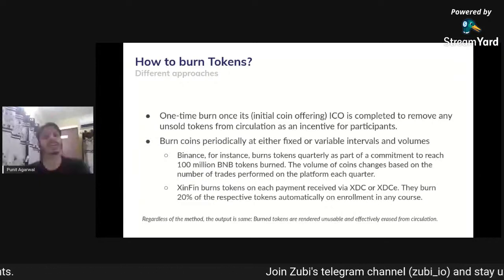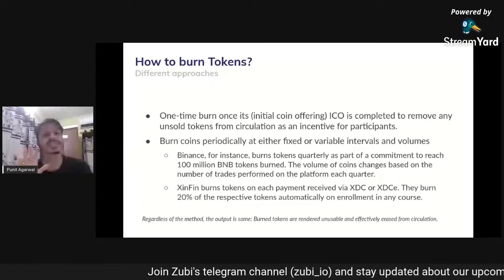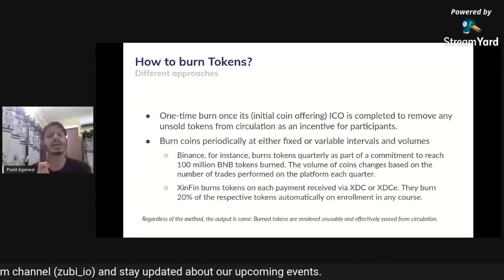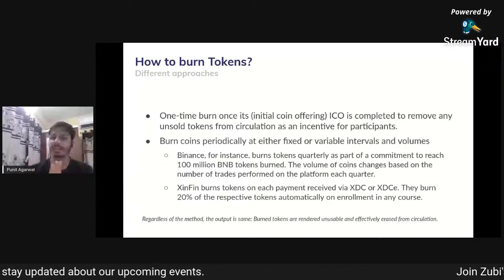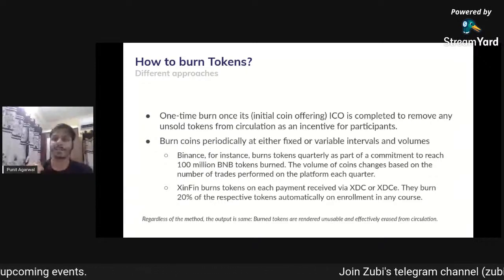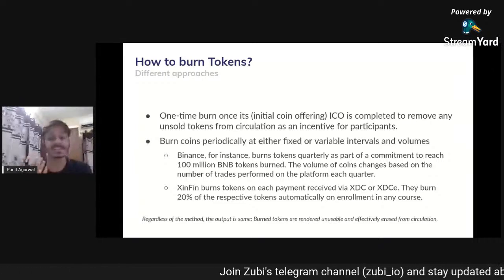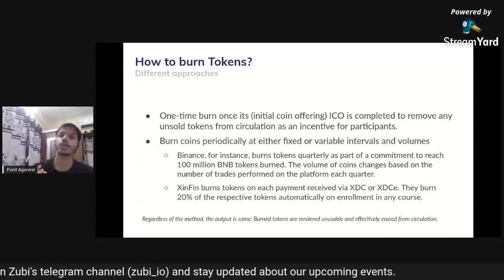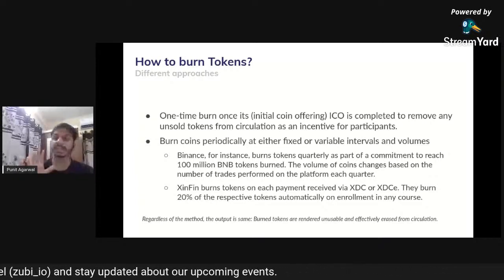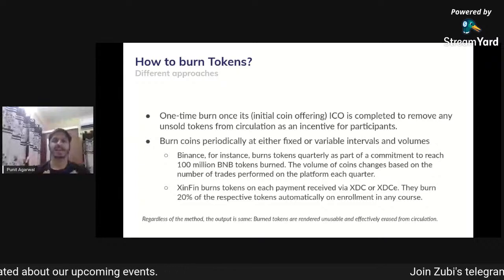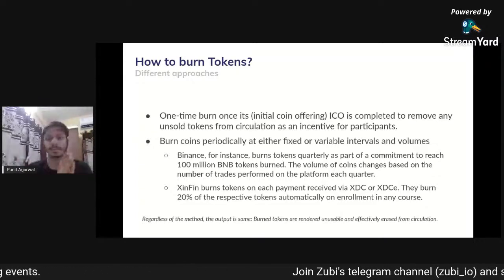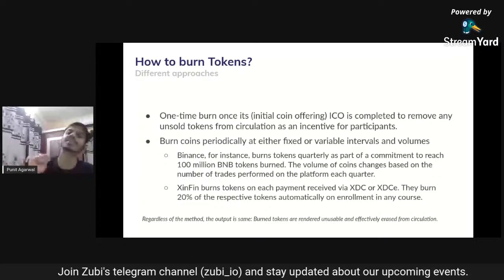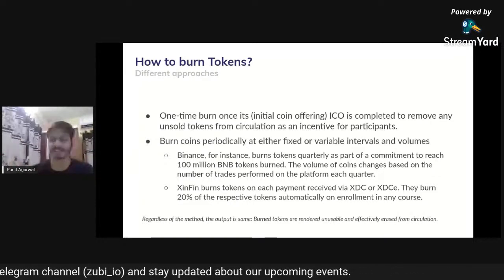One particular approach: we have discussed the initial coin offering, so let me recap it. An initial coin offering is nothing but when companies launch their own tokens, they do an initial coin offering. In that, they put their project idea, their team strength, and the entire white paper for the people to read, and they sell their tokens at a particular price.